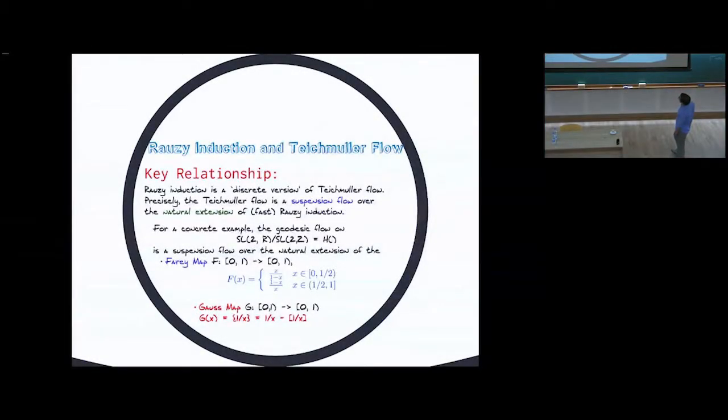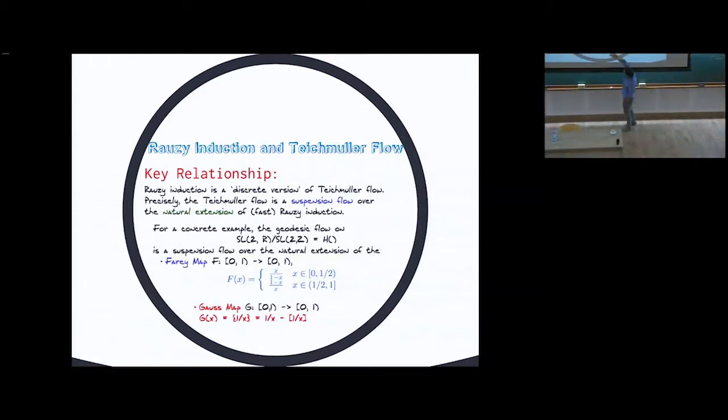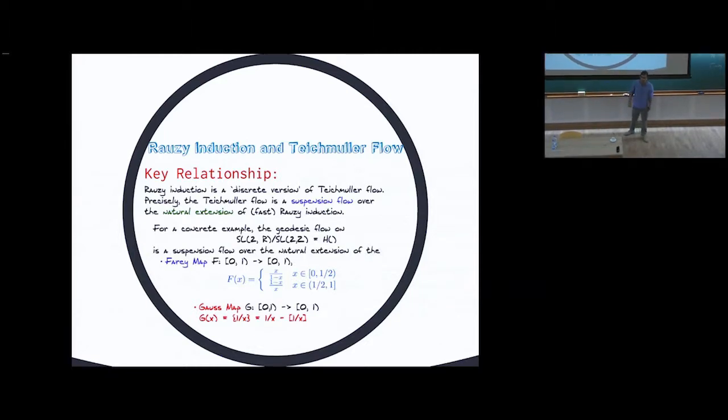As a concrete example, the geodesic flow on SL2R mod SL2Z is a suspension flow over the natural extension of this thing called the Farey map. You can also realize it as a natural extension of the Gauss map. These correspond to the infinite and finite invariant measures. The Farey map, Veech's, has an infinite invariant measure, dx over x. The Gauss map has a finite invariant measure, dx over 1 plus x.